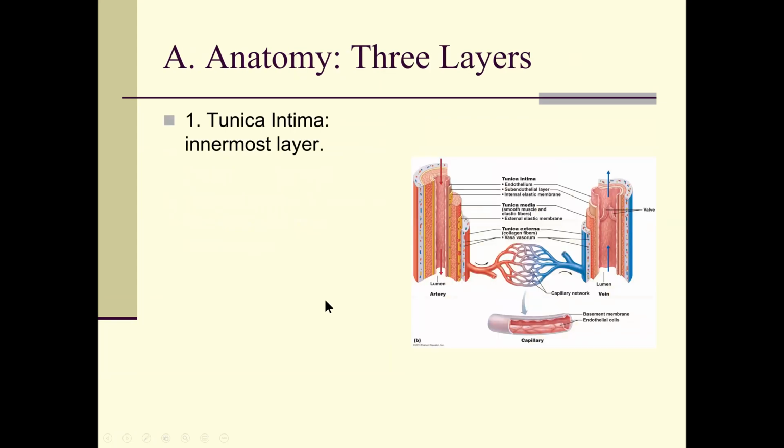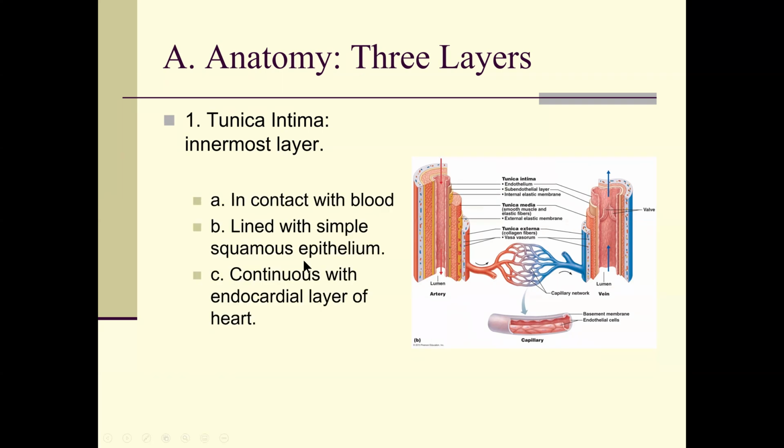Arteries have three layers. Most of the vessels have three layers. They have a tunica, okay, tunica intima. Intima just means inside. In contact with the blood, it's lined with simple squamous epithelium, and it's continuous with the endocardial layer of the heart. We would like everything in the entire cardiovascular system to have a smooth layer. We do not want turbulence, okay? If we have turbulence, the possibility exists that we're going to form a plaque or a clot. And certainly we don't want either one of them, but we certainly don't want a clot that may loosen up and go to some other part of the body. So we have simple squamous epithelium as part of the tunica intima.